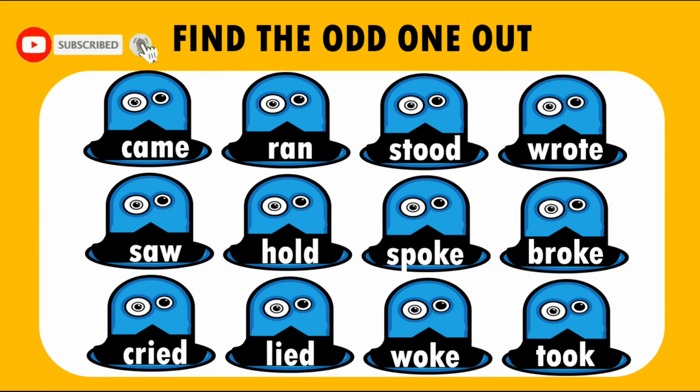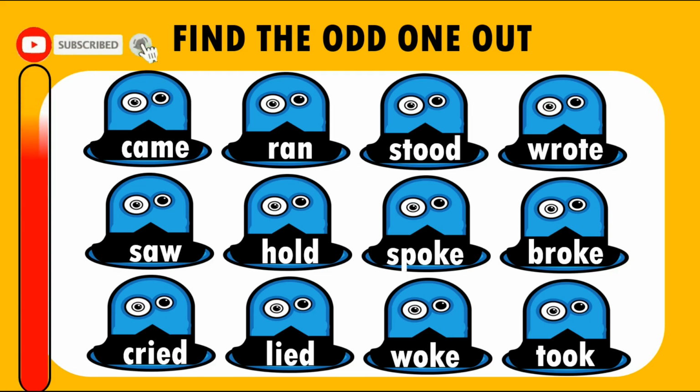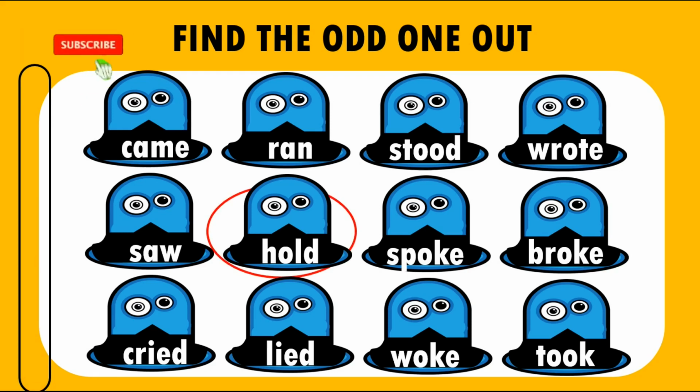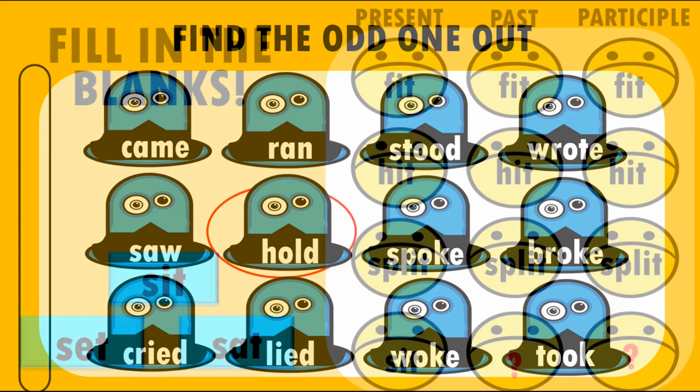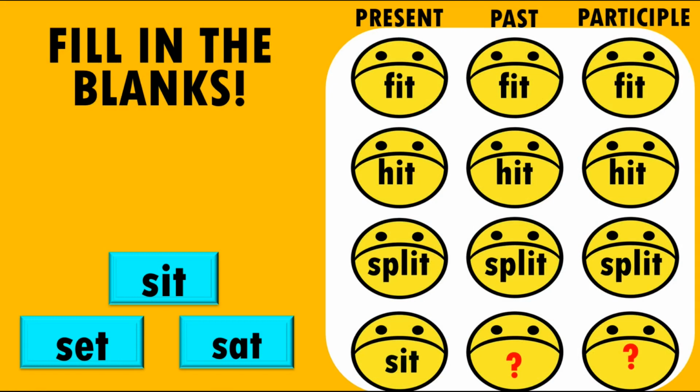You have 10 seconds to find the odd verb, and it begins right now. So the odd one out is the verb hold. Come on, guys, I hope you have figured it out because all the verbs are in the past tense. Came, saw, cried, they are all in the past tense except the verb hold. So hold is in the present tense. Let's move on to the next question.